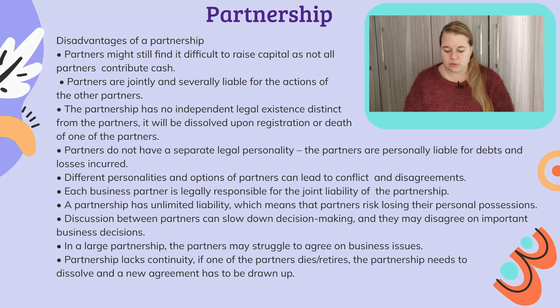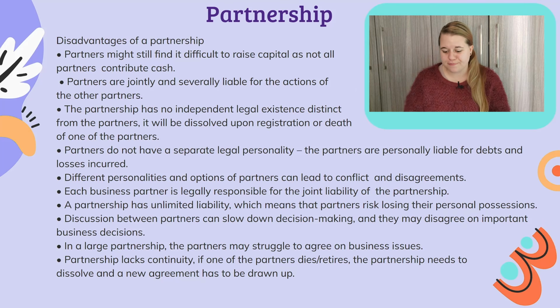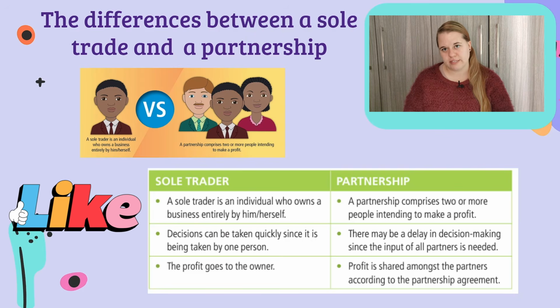Partnership lacks continuity. This one's a bit of a repeat from the previous one, but you can write them both because why? They're in your textbook. So if a partner dies or retires, the partnership needs to dissolve, and therefore, like I said, a new agreement needs to come into effect.